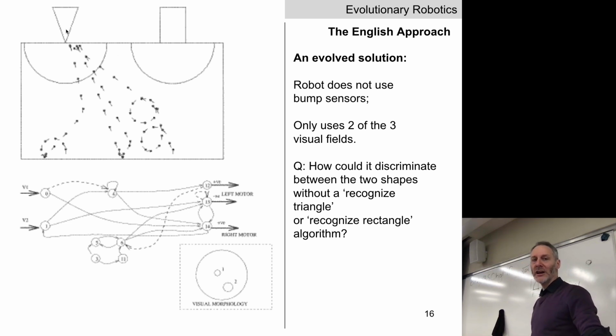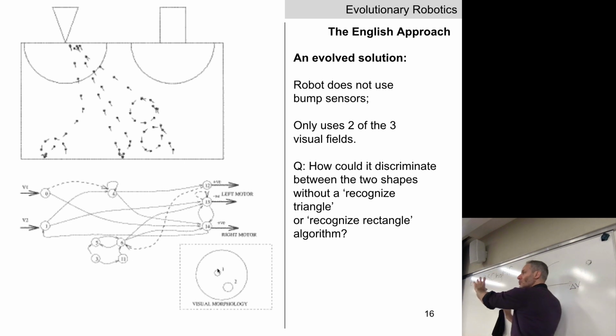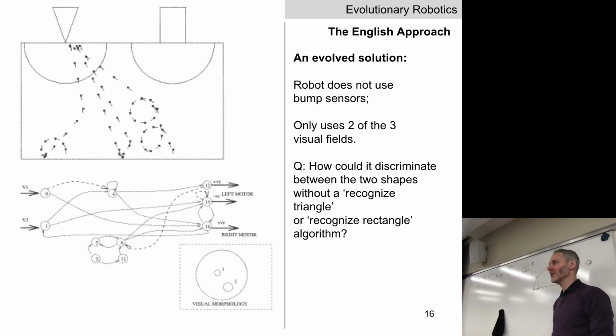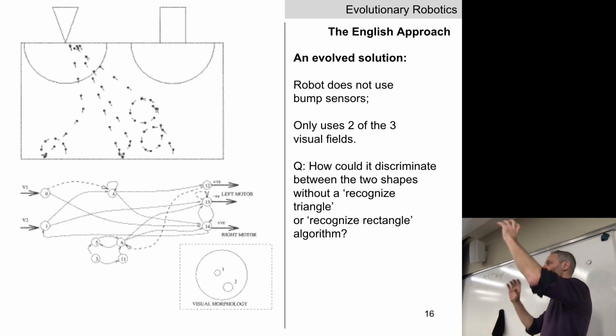As it continues moving, these fovea sweep over this triangle as well. This fovea goes dark, then this fovea goes dark. How does the robot distinguish between triangles and rectangles? There's a difference in how long it takes for them to go dark. There's a difference in the timing between fovea 1 going dark and fovea 2 going dark.